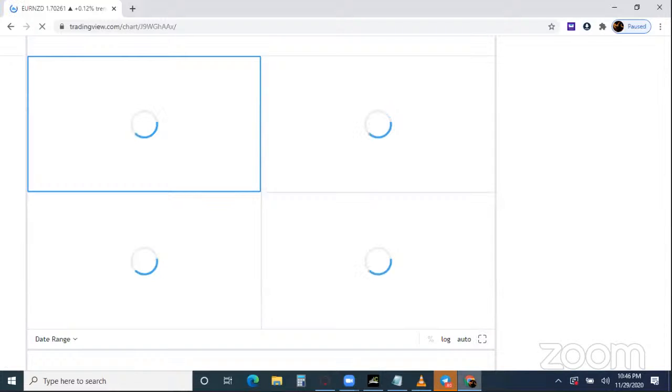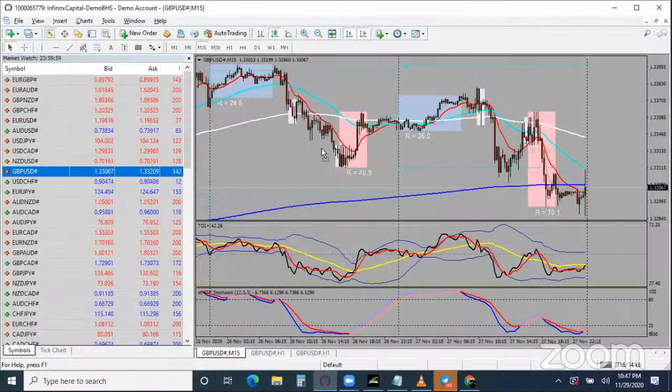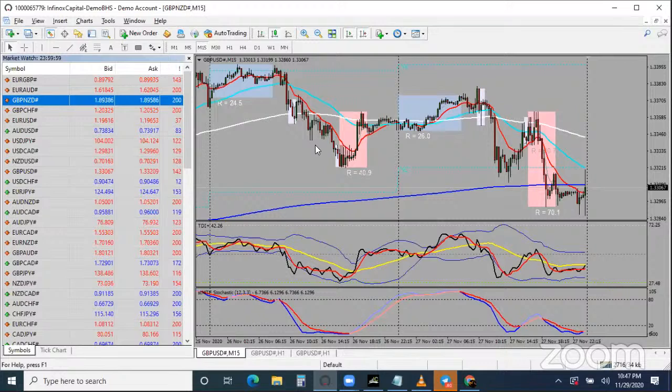So let's see if I'm done with what I have here. All right, I've explained BTMM. So watch out for divergence against the trend. Let's go to a pair like GN. I think I have an example on GN.